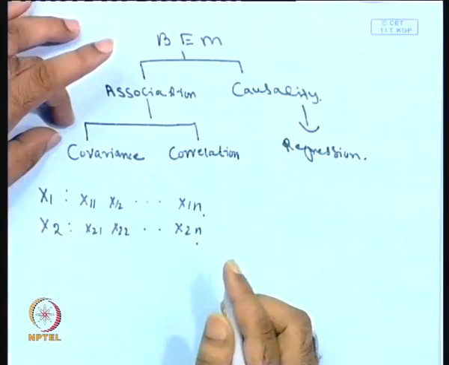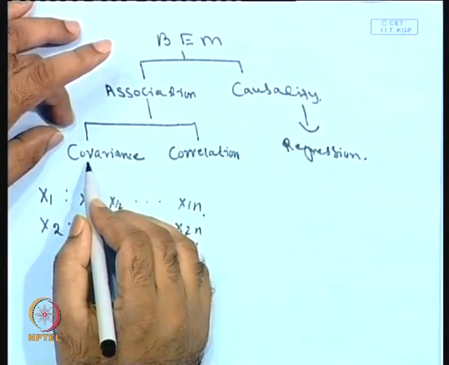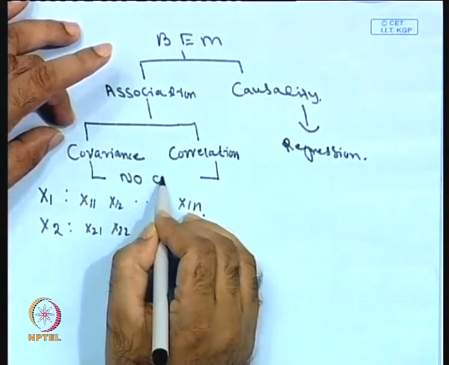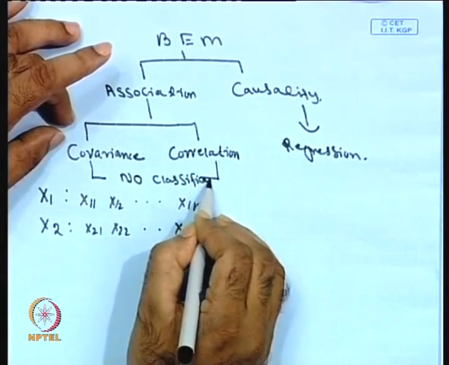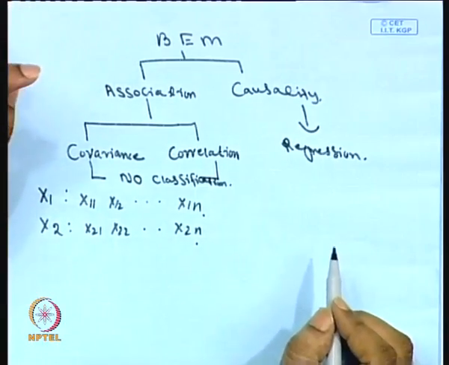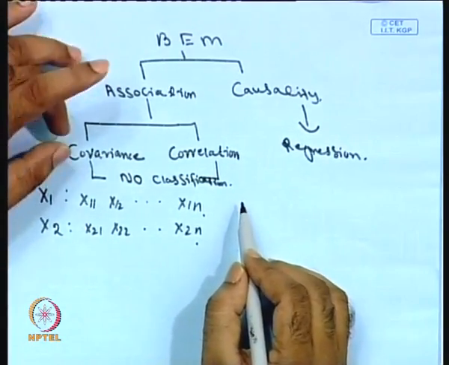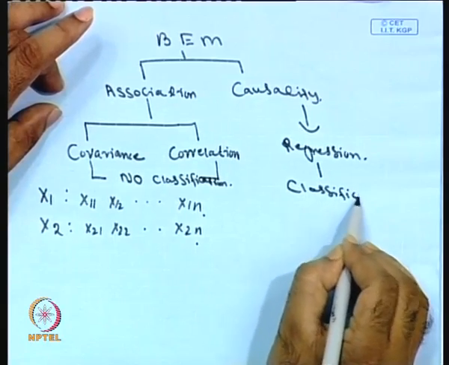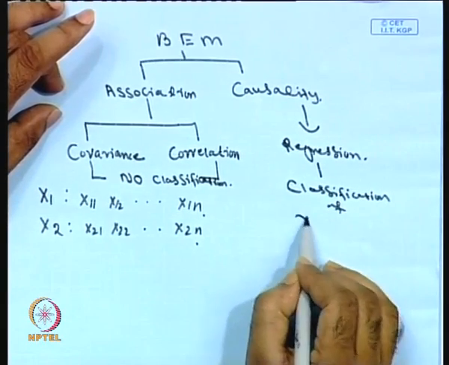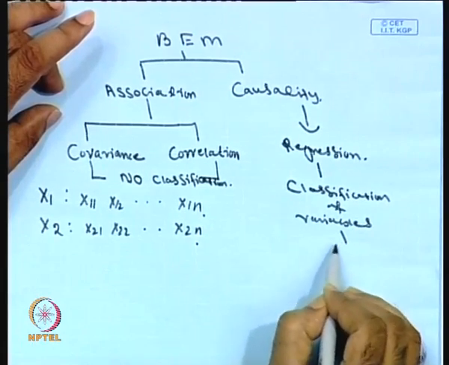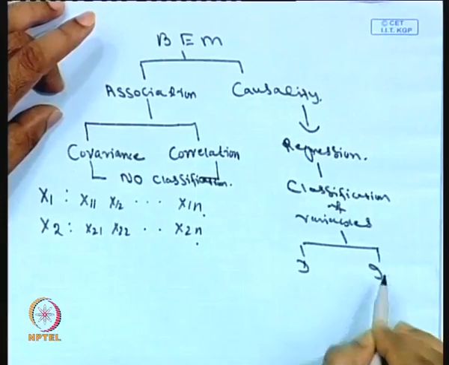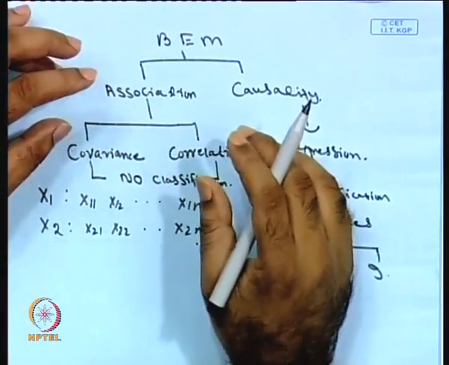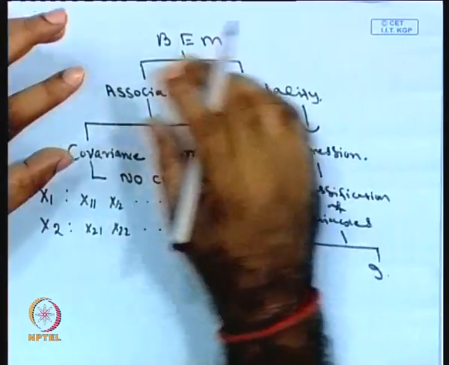Here the issue is the classification of variables. In the case of covariance and correlation, we need not require any classification, that is, no classification into dependent and independent. However, in the case of regression, you need to have classification of variables, that is, with respect to dependent structure and independent structure. In the case of covariance, you need not describe dependent and independent variables.